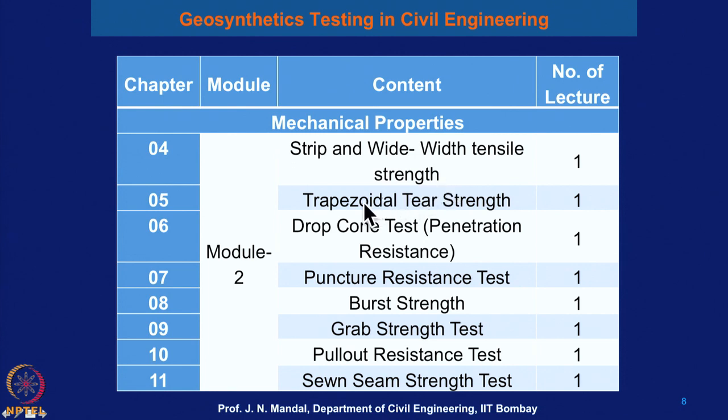Next, chapter 5 is trapezoidal shear strength. Chapter 6 is drop cone test, penetration modulus resistance. Chapter 7, puncture resistance test. Chapter 8, burst strength. Chapter 9, grab strength test, chapter 10, pull out resistance test, and chapter 11, seam strength.